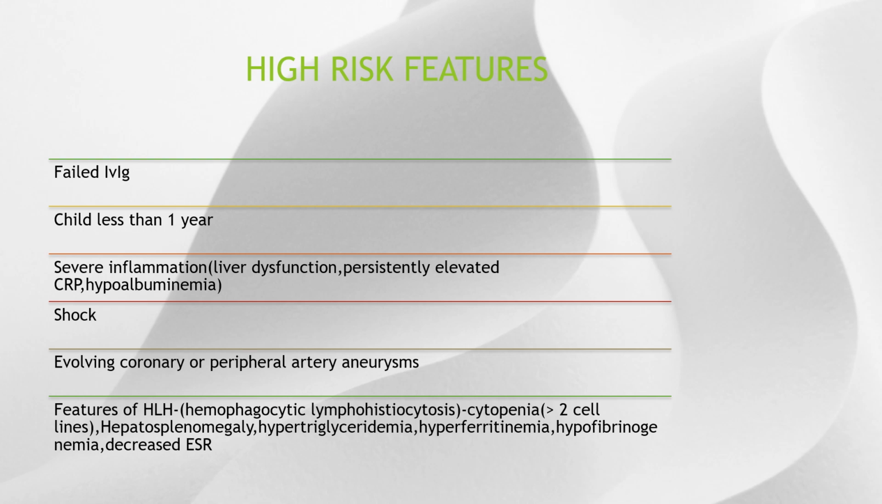So what are the features of HLH? Cytopenia involving more than 2 cell lines, hepatosplenomegaly, hypertriglyceridemia, hyperferritinemia, hypofibrinogenemia, and decreased ESR. These are the high-risk features of Kawasaki disease.